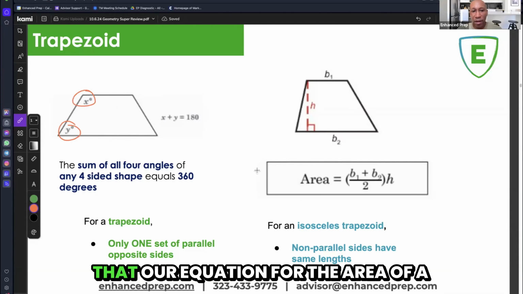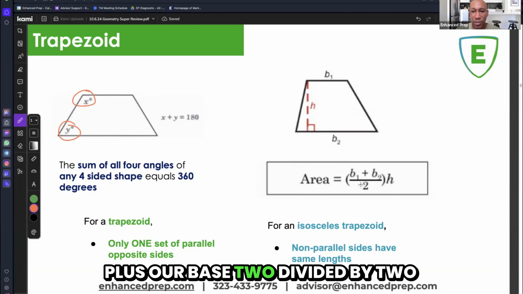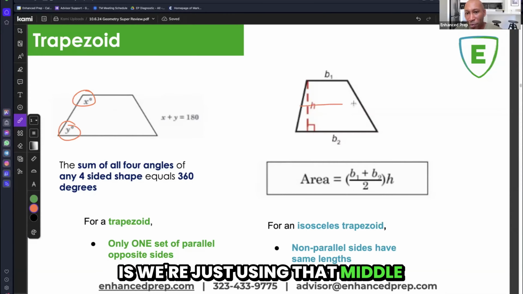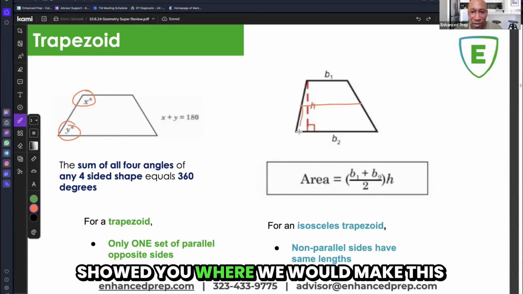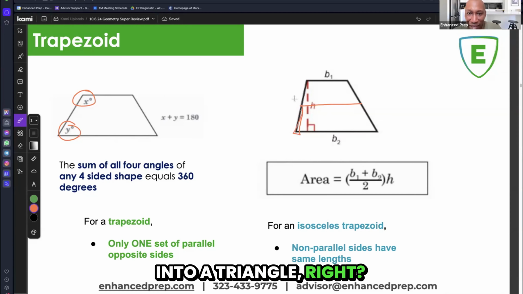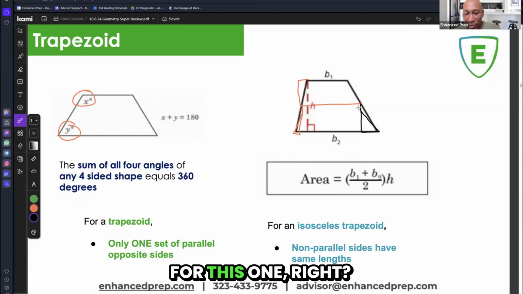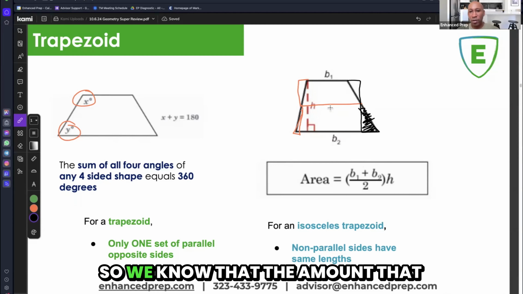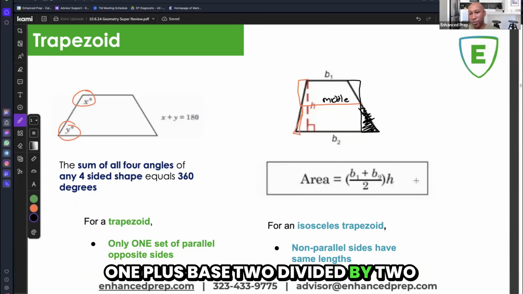The other thing is that our equation for the area of a trapezoid is going to be our base 1 plus our base 2 divided by 2 times our height. Okay. Basically we're just using that middle portion to think about what the height would be at the middle part, right? Because if we did that same type of trick that I just showed you, where we would make this into a triangle, that's going to be the same thing as this triangle up here, right? So that would basically be a square. And then if we did that over here for this one, and we put that over here and cut that out, then this would basically be a square. So we know that the amount we're going to is at the middle. And that's why our equation is base 1 plus base 2 divided by 2 times our height.